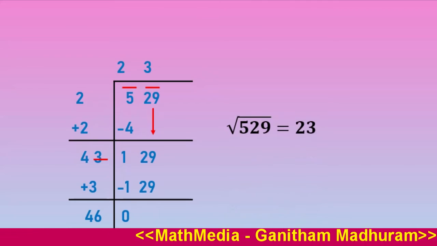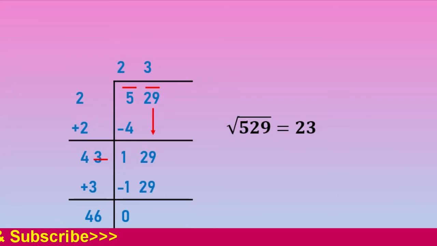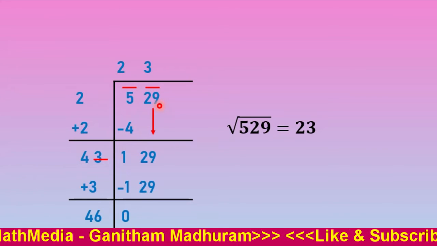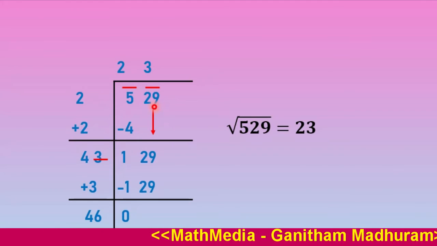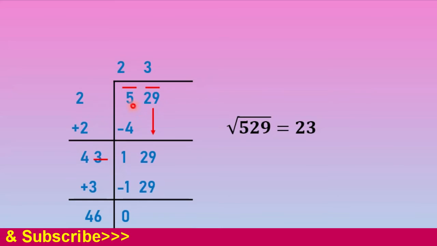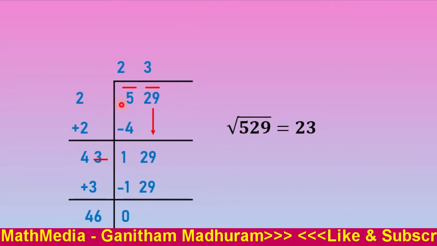Next, question number 4. Find the square root of 529. What is the first step? Yes, we have to make groups of 2 starting from the rightmost side. So this is one group I made. This is the other group. Now take the first group.